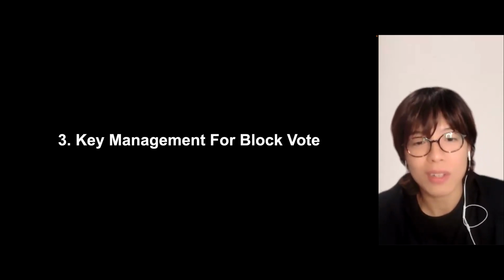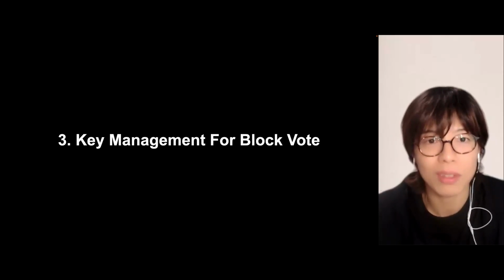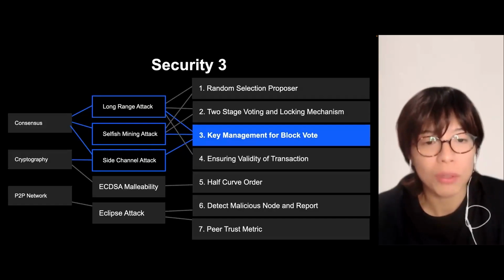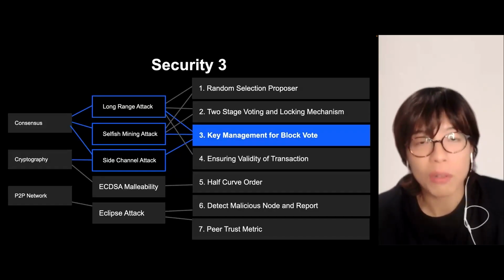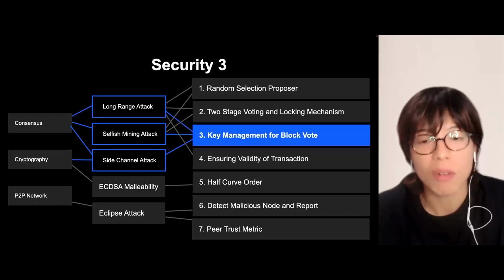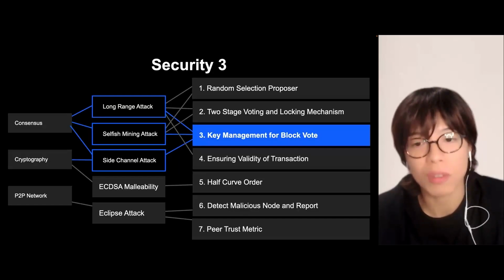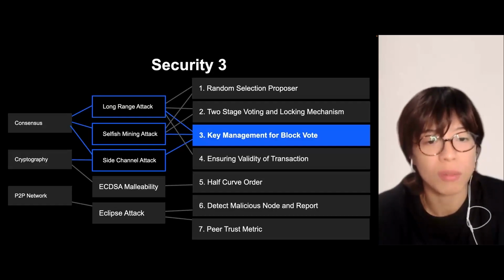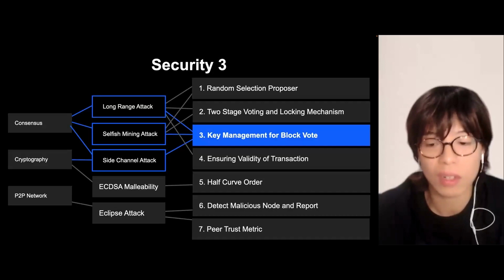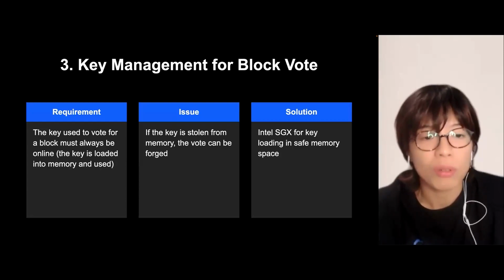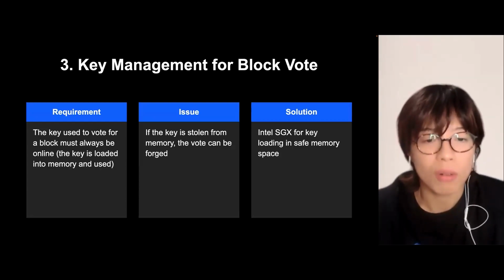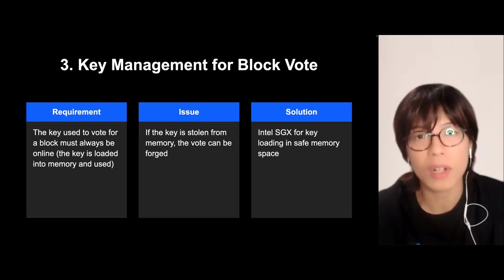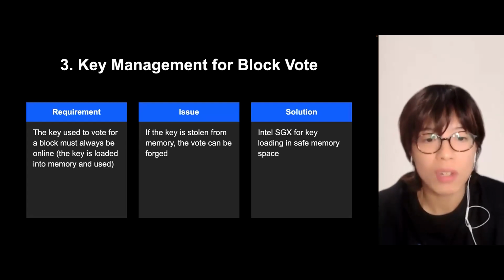And the third security measure is key management for block votes. The block vote is accompanied by a signature to prevent tampering, and the private key placed in our terminal is used to create the signature. And it's a countermeasure against side channel attacks, including cold boot attacks, where the key is physically stolen. And the signature key attached to the block ballot must always be online because it requires real-time processing.